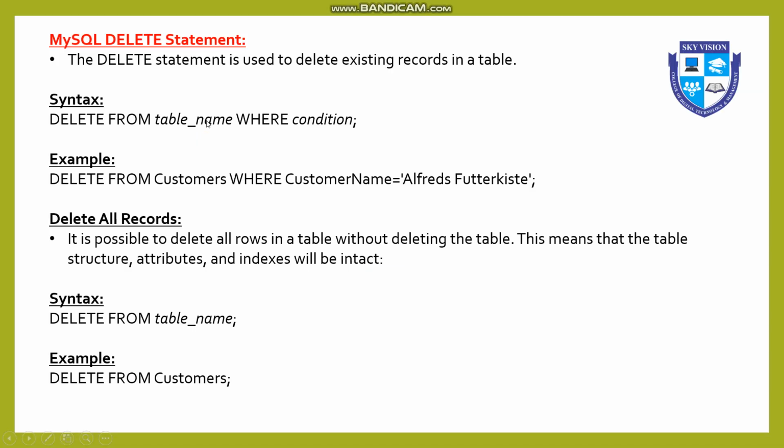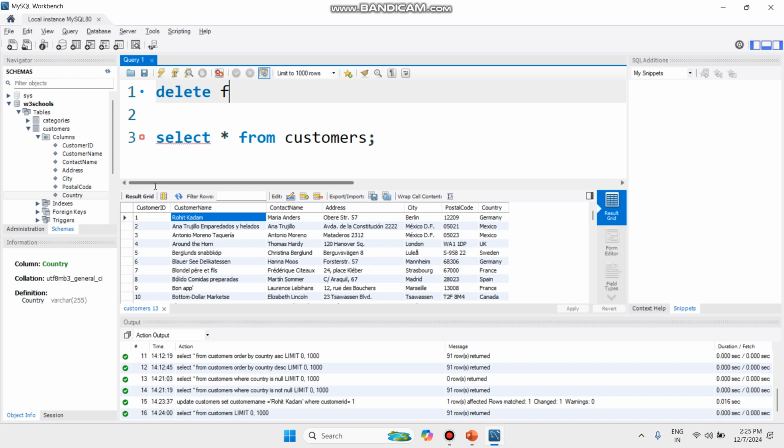After that, what do I want to delete? I want to delete from customer. Customer is the database table name. Customers where the ID, what is that, guys? This is called the customer ID. Customer ID is equal to 1 and I want to delete the data. What am I deleting? The first data.